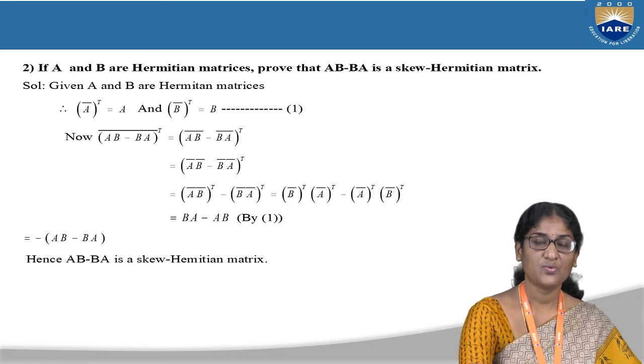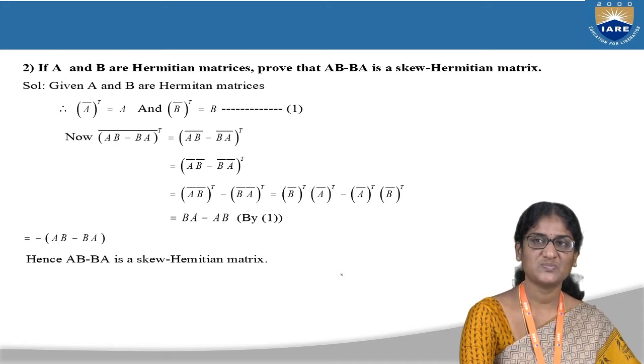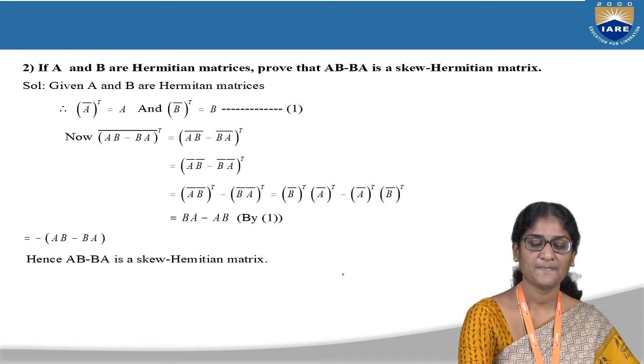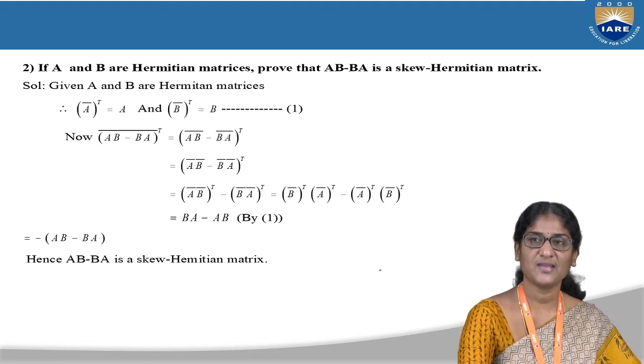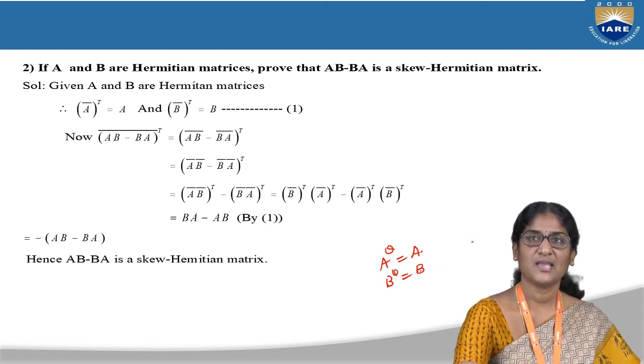Next one, we'll go with one of the properties. Suppose A and B are Hermitian matrices, prove that AB minus BA is skew Hermitian. Now what is given? A and B are Hermitian matrices. If A and B are Hermitian matrices, that means A to the power of theta is equal to A and B to the power of theta is equal to B, right? Now what we have to prove is that AB minus BA is skew Hermitian.